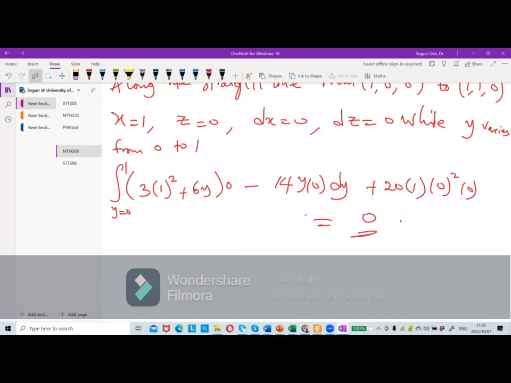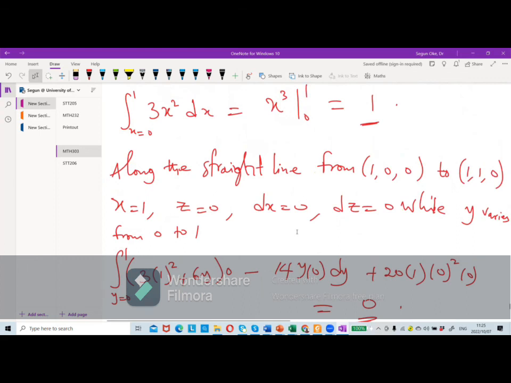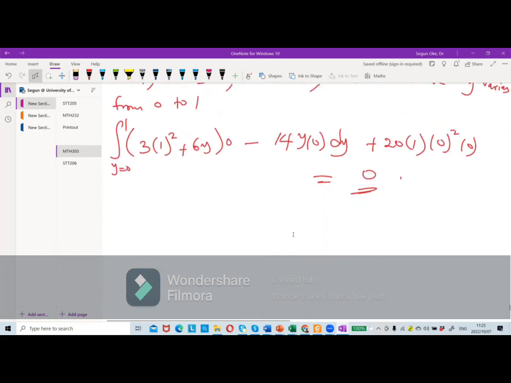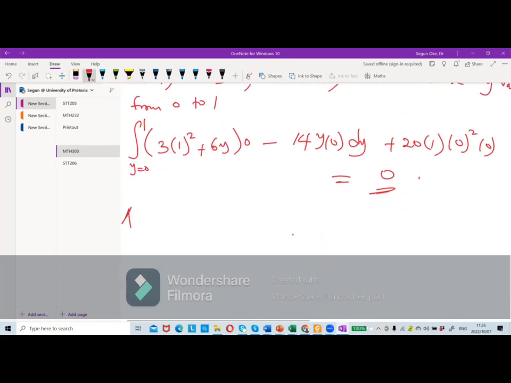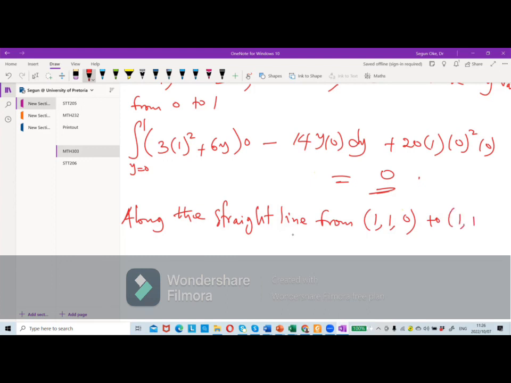Do you have anything to gain from there? No. Are you following me? Yes, sir. So along the another part, along the straight line from (1, 1, 0) to (1, 1, 1).